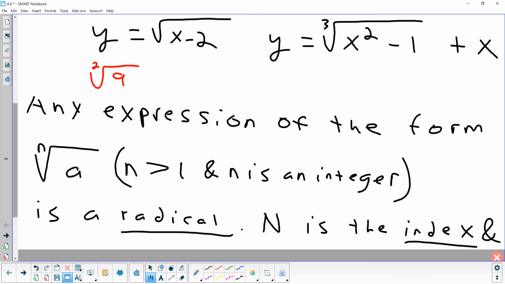And the index always has to be a positive integer. There's no such thing as a negative third root. We don't do that. When we're talking about radical functions, we also don't take a 1.3 root.